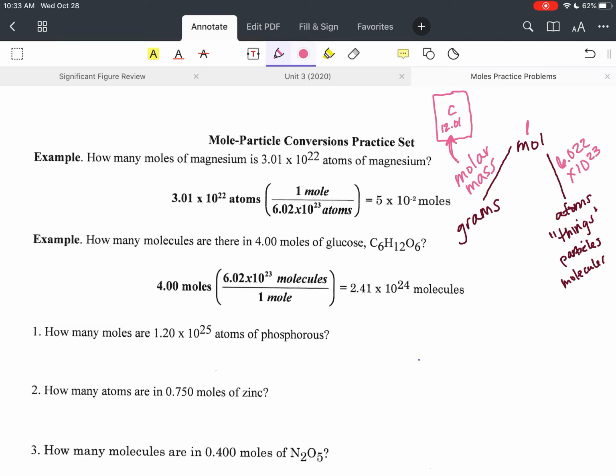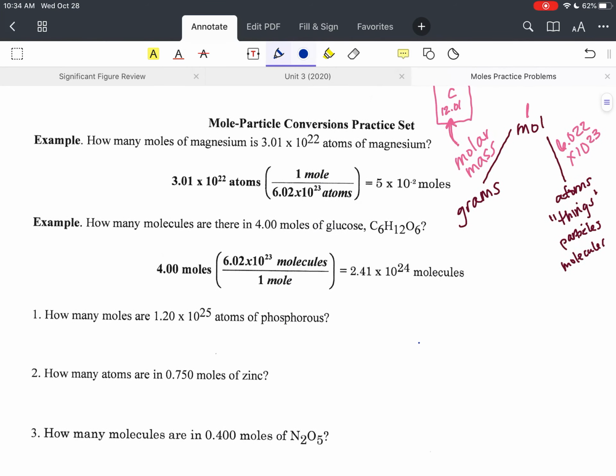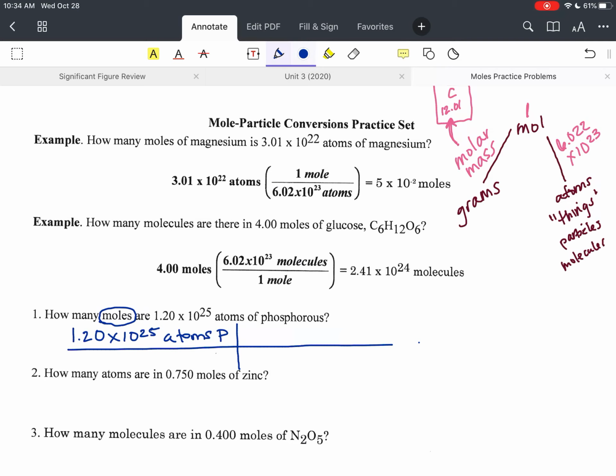So let's look at number 1 down here. And I'm not going to do all of these because I do want you to have some to practice, but I do have the key posted as well, so you can actually check your work when you get done, and you can see how I set it up and everything. So let's do number 1. Number 1 is asking me for how many moles, so that's what I'm looking for. Okay, and I'm always going to start with what I'm given, which is 1.20 times 10 to the 25th atoms of phosphorus.